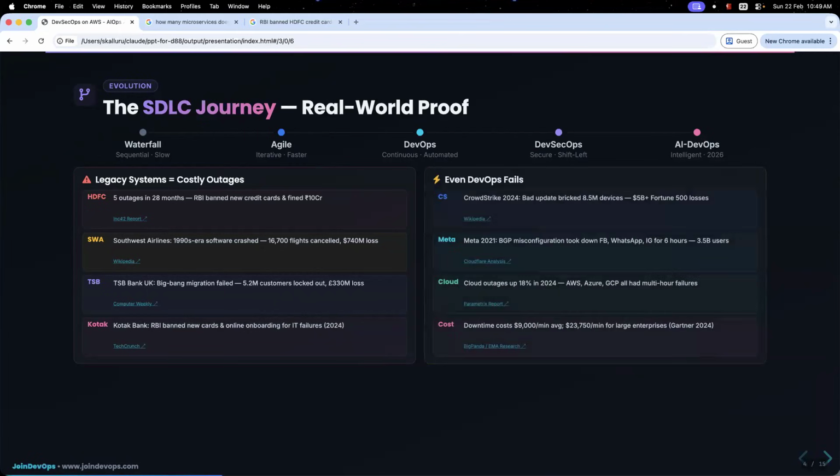Now that doesn't mean anything, because that is the era of waterfall legacy systems. Now we moved on to agile and the DevOps process, and DevOps is not necessarily something better. This guy also had enough outages, and risk was caused here as well. And the risk is even higher on this side, if you look, right?